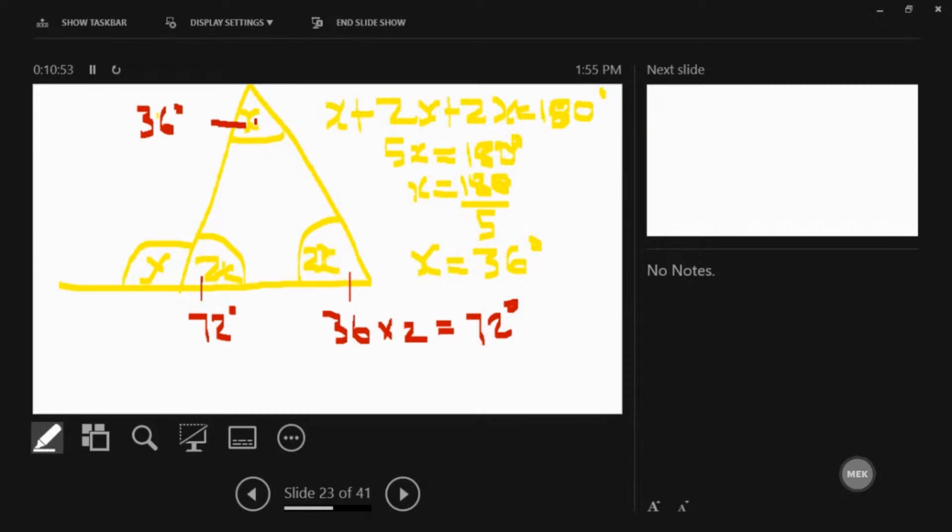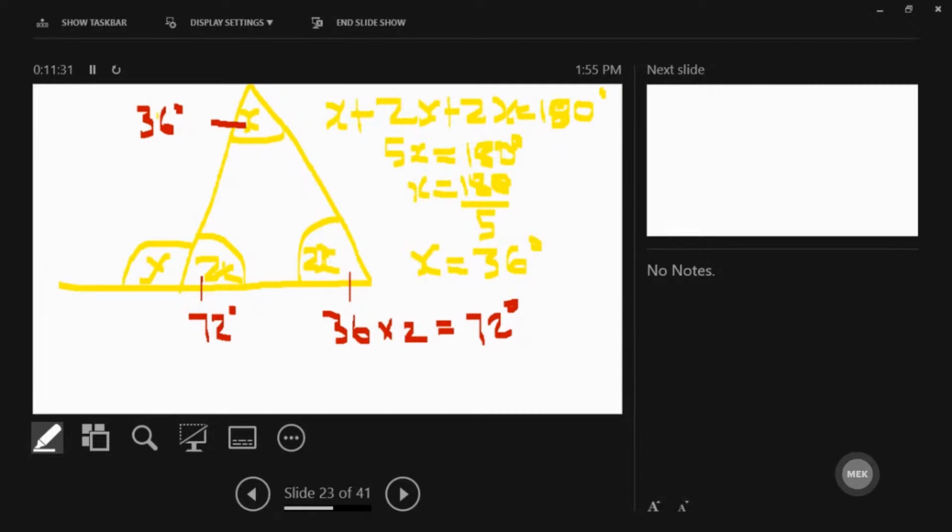We find these three missing angles. This is 36 because that's just x. This is 2x, so 2 times 36, and this is the same thing. So how do we find y? How do we find angle y now? The exterior angle. And there are at least 2 ways that we can find that one.